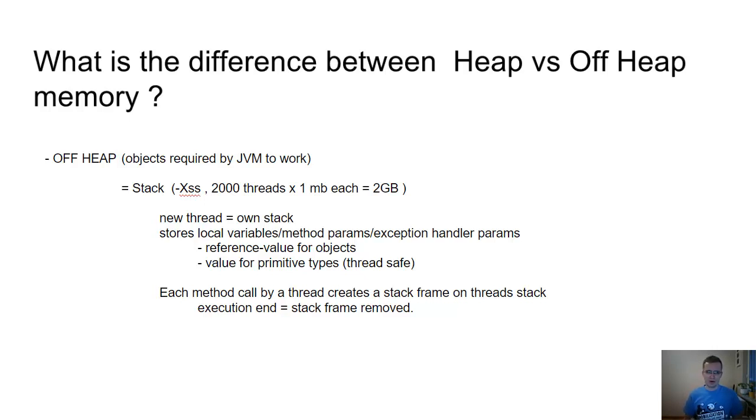Each method called by a thread creates a stack frame on a thread stack. As soon as the method execution is completed by this thread, the stack frame will be removed. Instance variables are not thread safe because they are bound to the instance stored on a heap and may be accessed by two threads at the same time.